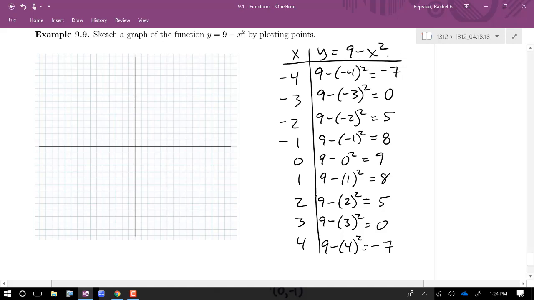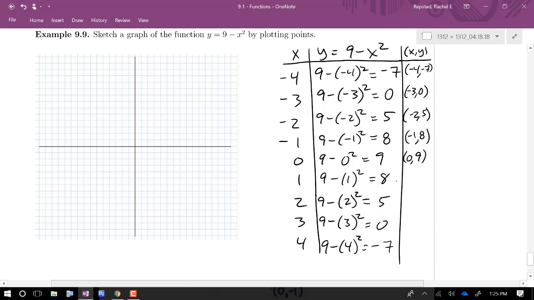And then, this gives us a set of values, a set of points. So in the top row we have negative 4, negative 7, negative 3, 0 is a point, negative 2, 5, negative 1, 8, 0, 9, 1, 8, 2, 5, 3, 0, 4, negative 7.